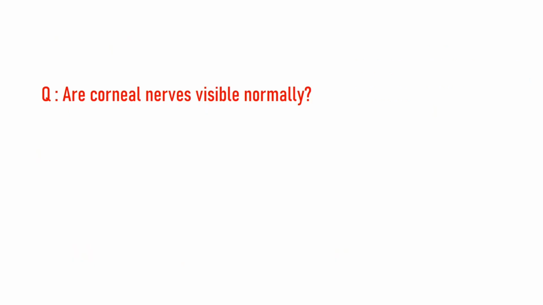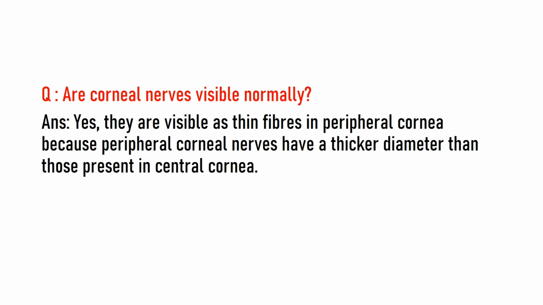A quick question arises: are corneal nerves visible normally? The answer is yes, they are. They can be visualized as thin fibers in peripheral cornea because peripheral corneal nerves have a thicker diameter than central corneal nerves. That is all for today's video.